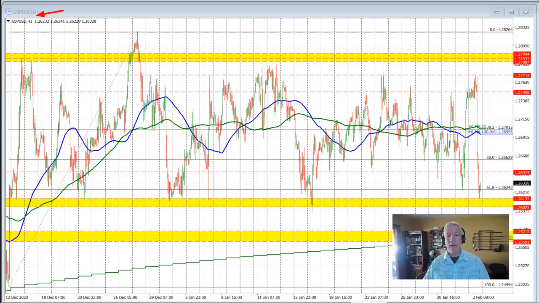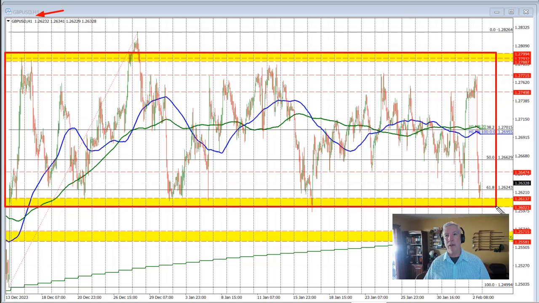We're going to take a look at the sterling versus US dollar. It's moved sharply to the downside, and we move back to a very familiar place. I'll show you what I mean in this video. All right, looking at the hourly chart here, and everyone's very familiar with this chart by now.